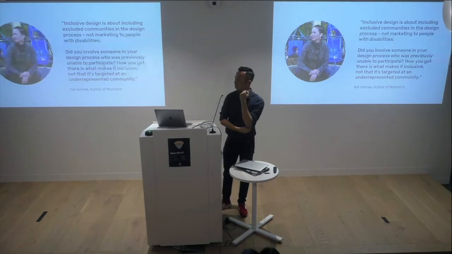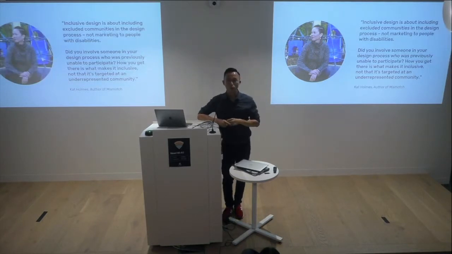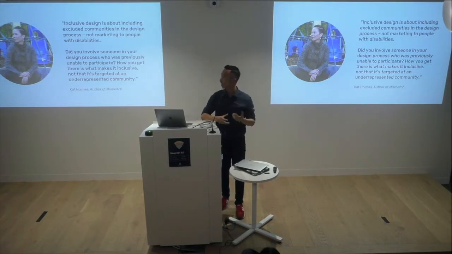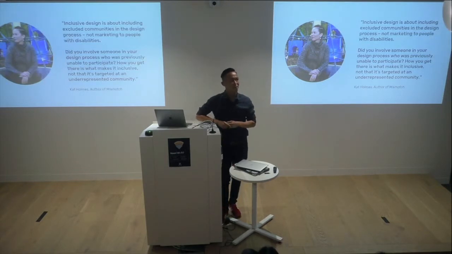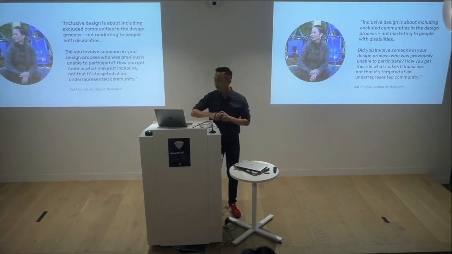This is a quote from Kat Holmes, I think she's a former design director at Google. Funny enough that you keep mentioning Gmail. She's a UX design director, and she has a quote about inclusive design. It's about including excluded communities in the design process, not marketing to people with disability. So the question is, have you involved someone in your design process who was previously unable to participate? How you get there is what makes it inclusive, not that it's targeted at an underrepresented community.